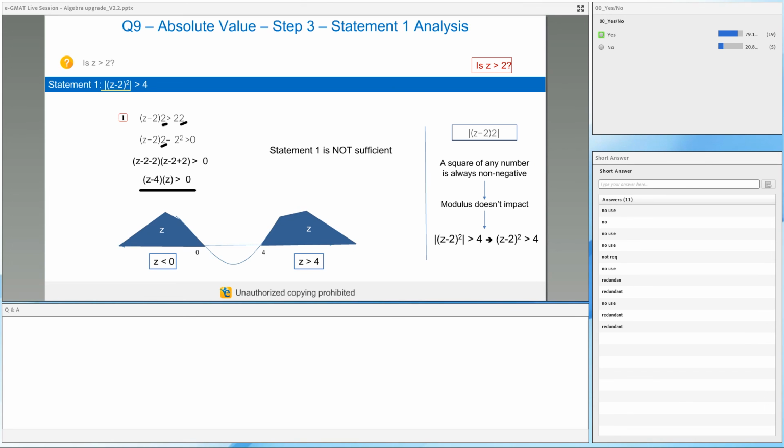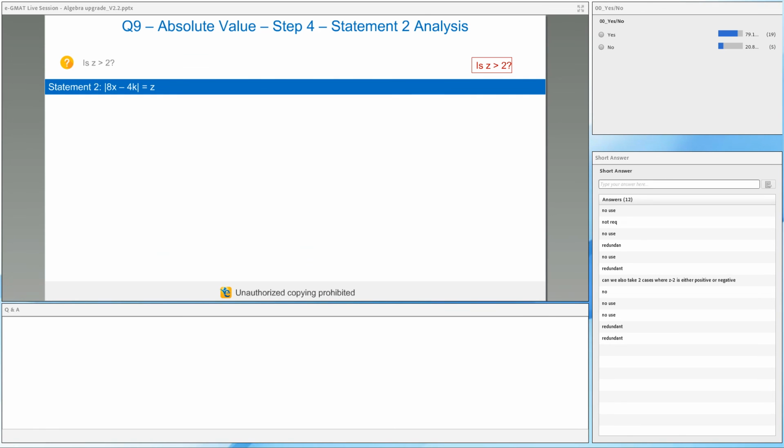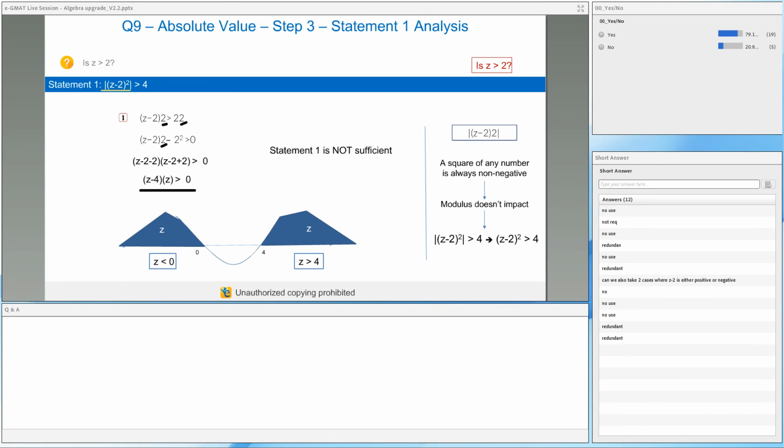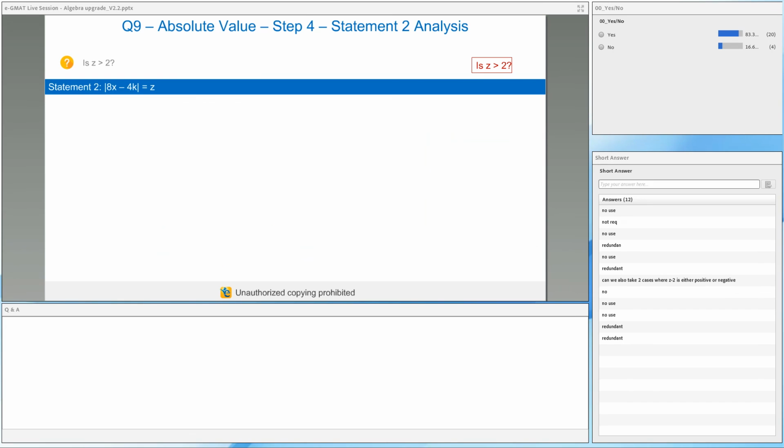Once I have this, I'm just using the wavy line method to come up with the range of Z. And in this I can see there are 2 ranges. In one range I can get Z is greater than 2. In one case it is negative. Yes, you can solve it in this way also. There are a number of ways of solving it. I'm using the wavy line, just because I'm comfortable with it. You can use 2 cases to solve it.